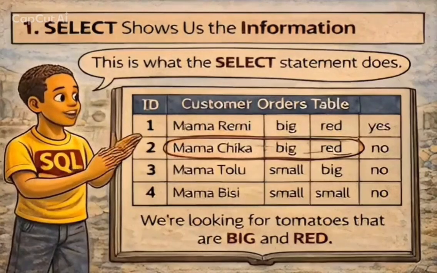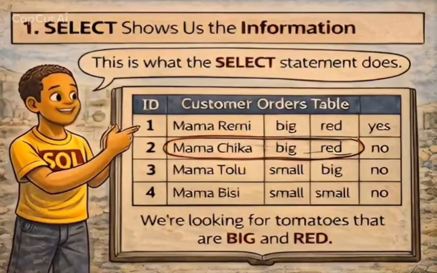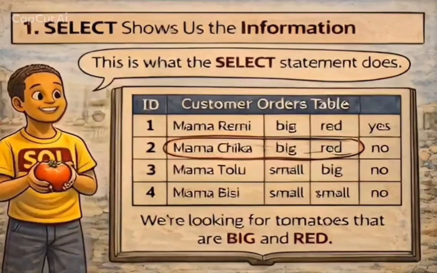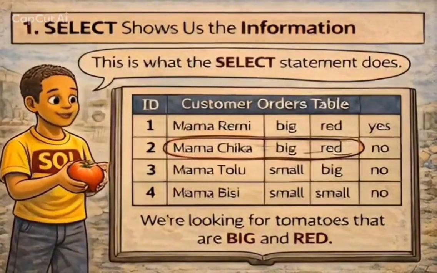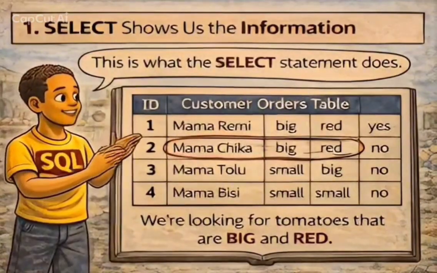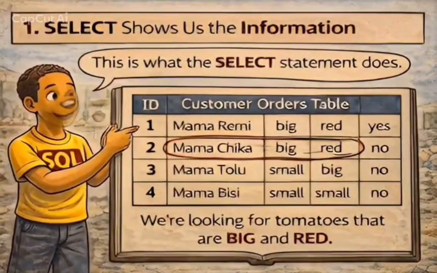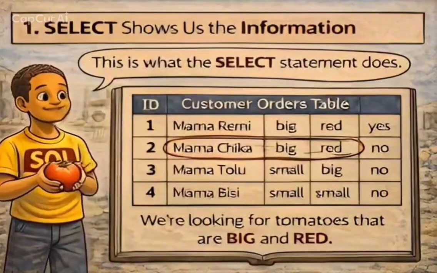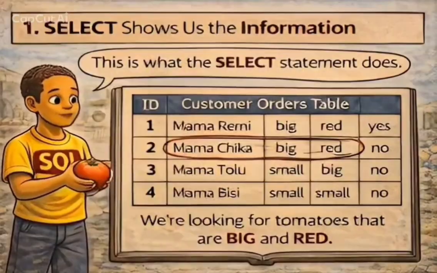Inside the customer orders notebook are many customer orders. Each row tells us who the customer is, the size of the tomato, the color of the tomato, and other things they ordered. But today, we are looking for a very special tomato, a tomato that is big and red. So, I will show you how SQL works. Look at the row I have just struck out. The columns contain tomato size and tomato color. This is what the select statement does. Select tells us what information we want to see.